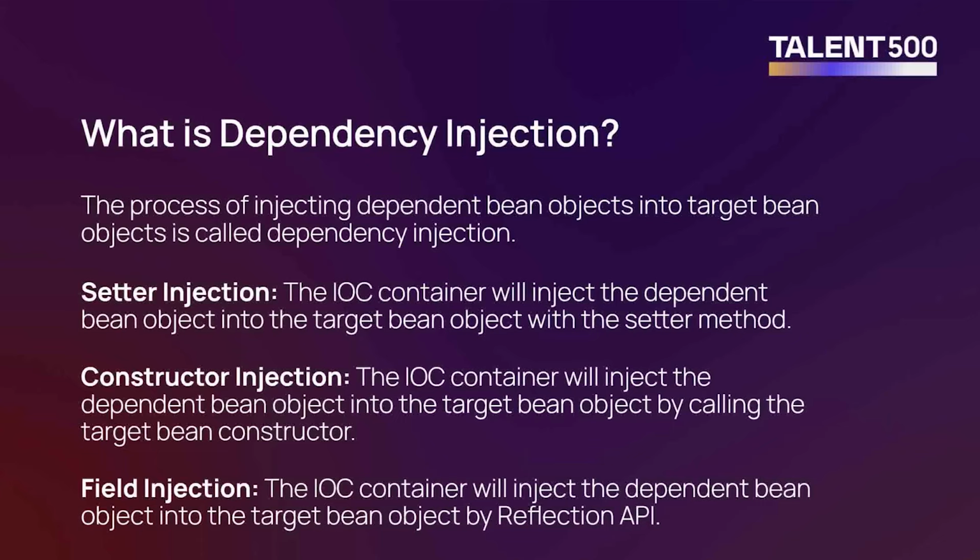Now there are multiple ways with which dependency injection can be done. One is setter injection, the other is constructor injection, the third is field injection. Each of these injections has something different. If I talk about setter injection, in this the IOC container will inject the dependent bean object into the target bean object via the setter method. Now what is an IOC container, you might be wondering. We'll be discussing it in some time in detail.